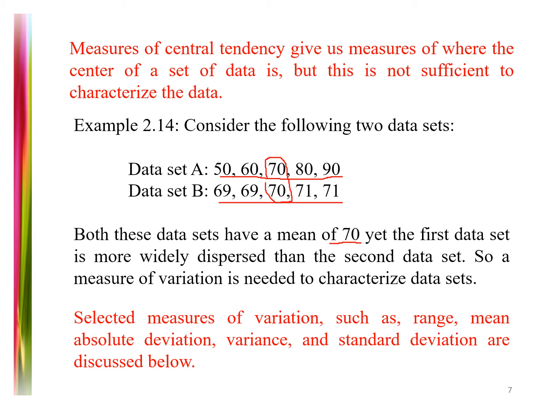But suppose we calculate the range of the data: here 90 minus 50 is 40, and in the other case the range is 2. So measures of variation are needed to characterize the data set. Selected measures of variation such as range, mean absolute deviation, usually denoted MAD, variance and standard deviation are discussed in the following slides.